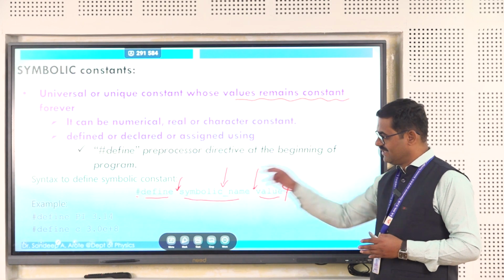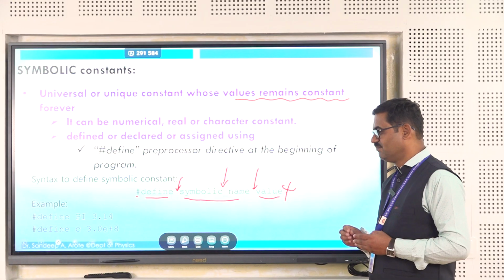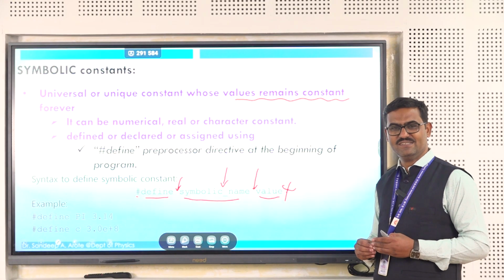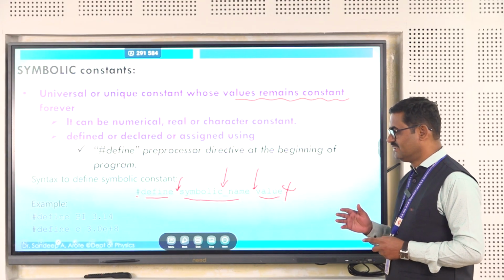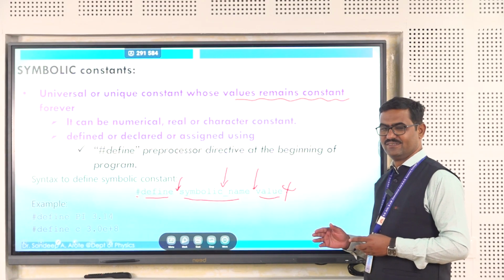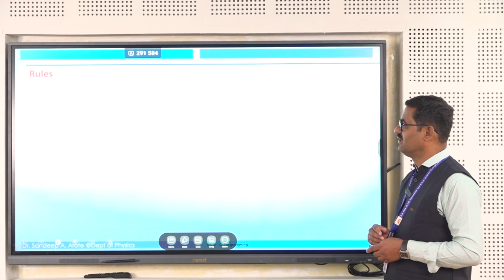Similarly, number sign define C 3.0 e plus 8. What does it mean? It means C is a symbolic constant having value 3.0 e plus 8, that is 3 into 10 to the power 8. So, this is about symbolic constant.